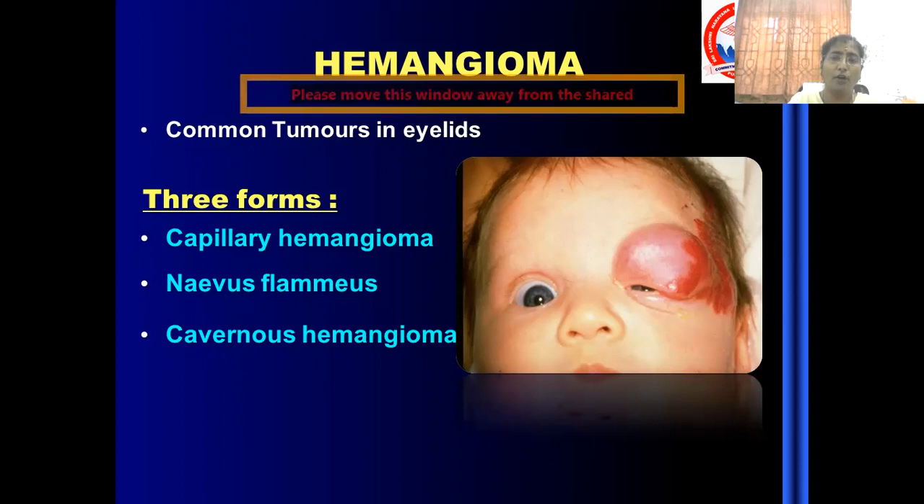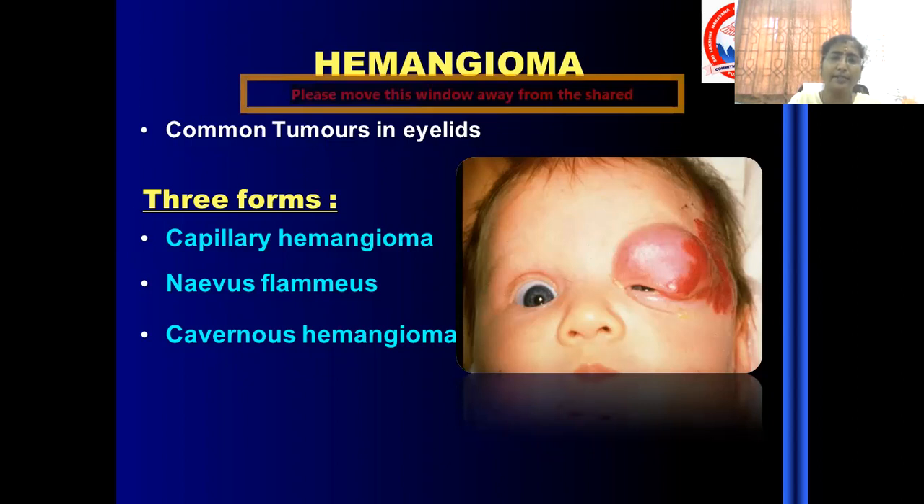Next, systemic associations of hemangioma include high output failure, Kasabach-Merritt syndrome, which includes thrombocytopenia, anemia, and reduced clotting factors, and Maffucci syndrome, which includes hemangiomas, enchondromas, and curving of long bones. This is the histopathology of capillary hemangioma, which shows nodules of capillaries and a fine fibrous stroma.